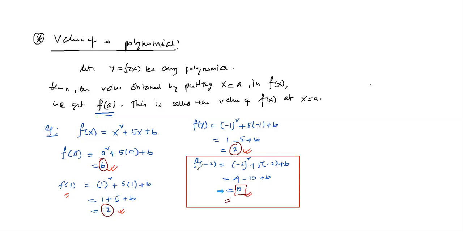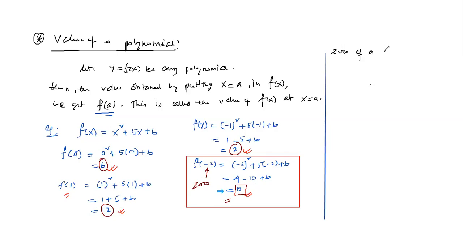And in that case, the value for which I have got the value of the polynomial as 0 is called zero of the polynomial. Last day we have defined it, but still I have taken a recap of this. So here I'll be writing again the definition of zero of a polynomial.